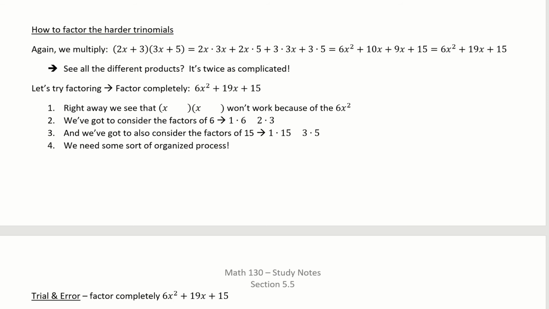Okay, let's continue in section 5.5 about trinomials. We're deep in the heart of it right now, the heart of the jungle here. And we're going to take on the so-called harder trinomials. The only thing that makes them more difficult is they lead with something other than x squared. They lead with a number times x squared, okay?